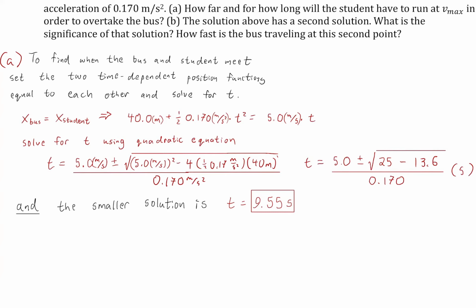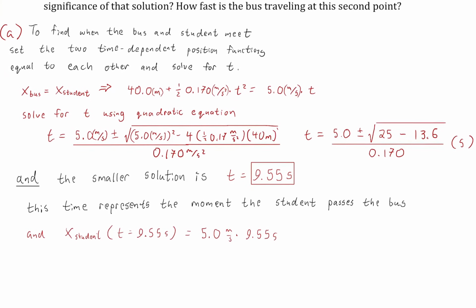Okay? Well, if that's the smaller of the two solutions, that must be when the student first catches the bus. Okay, that's our answer. This time represents the moment the student passes the bus. Now, in real life, they might not continue to pass the bus. They might be like, hey, I made it, and jump on or something, or bang on the door. But we'll continue. And let's find out how far the student had to run.